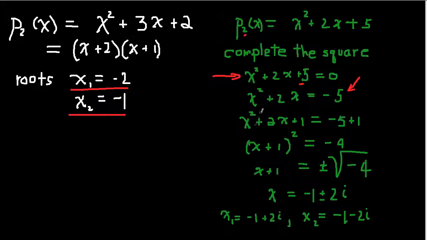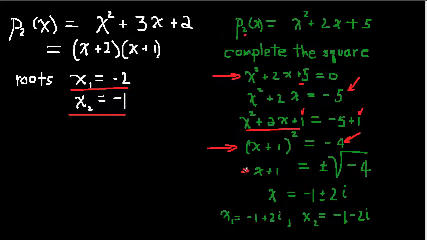So let's look at this. I do x squared plus 2x and I add 1 to both sides of the equation. So here's a plus 1 and here's a plus 1. Now this term right here is exactly equal to x plus 1 squared. So this is a perfect square, and this is equal to negative 5 plus 1, or negative 4. So I have x plus 1 squared equal to negative 4. I take the square root of both sides, it gives me x plus 1 here, and this becomes plus or minus the square root of negative 4.